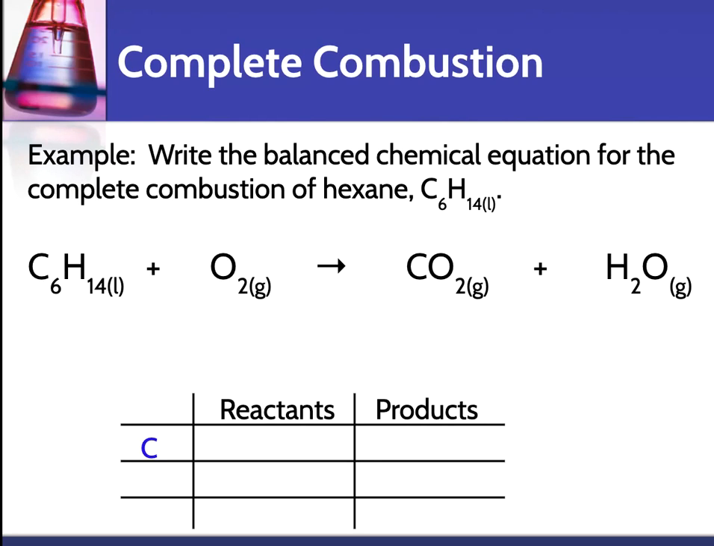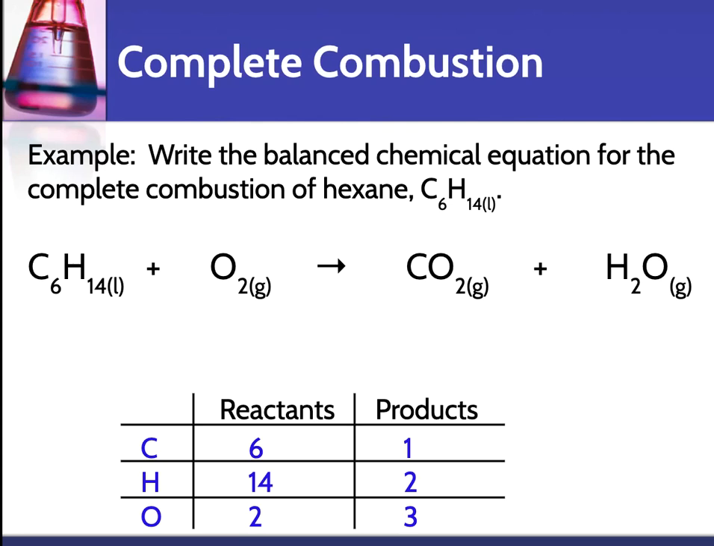So we've got carbon atoms, hydrogen atoms, and oxygen atoms. On the reactant side, we've got 6 carbon, 14 hydrogen, 2 oxygen. On the product side, we have 1 carbon, 2 hydrogen, and 3 oxygen. When you're balancing combustion reactions, you want to leave the oxygen for last. So we'll start by balancing the carbon.